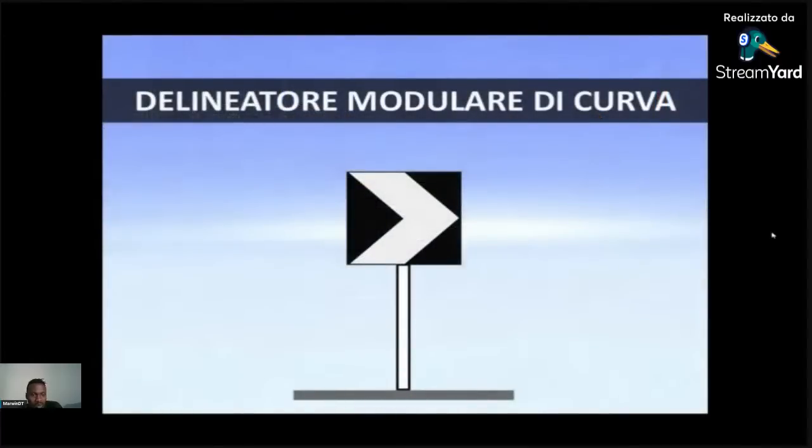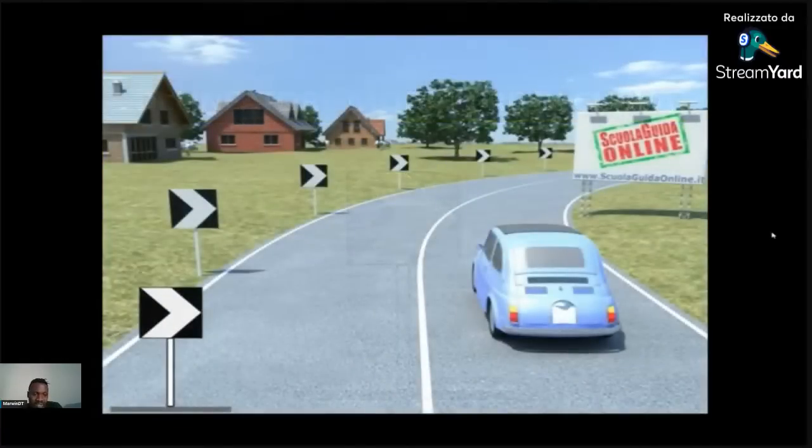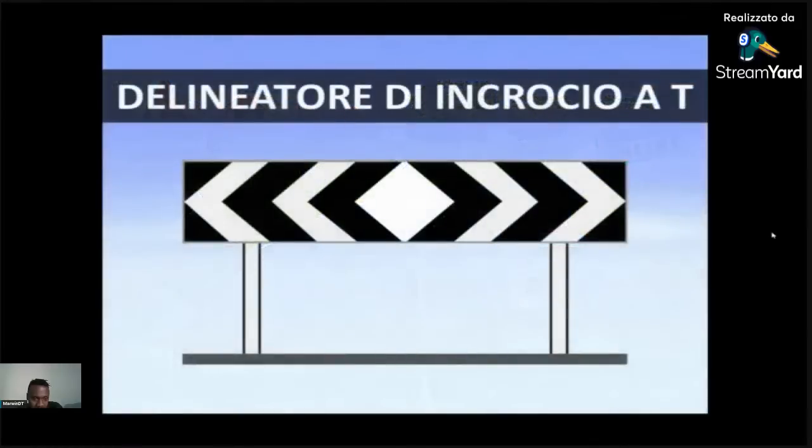Delineatore modulatore di curva. So this one too is a curve, but in this case, it is a very, very big curve. These signs are positioned, all of them together in line, one after the other, for us to understand that even though it is a wide road, it is a curve. So always be careful by considering our speed.